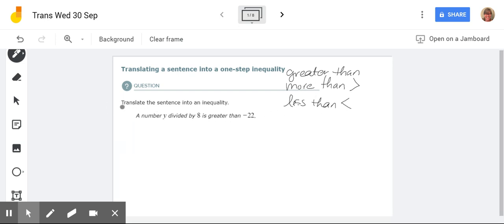Okay, so it says translate the sentence into an inequality. A number y divided by 8 is greater than negative 22. Is typically your equal sign, okay? In this case, this whole thing is going to be your inequality, is greater than. So just start with a number y, write it down. It tells you that divided by 8 is greater than negative 22. And that's it. Okay, next problem.